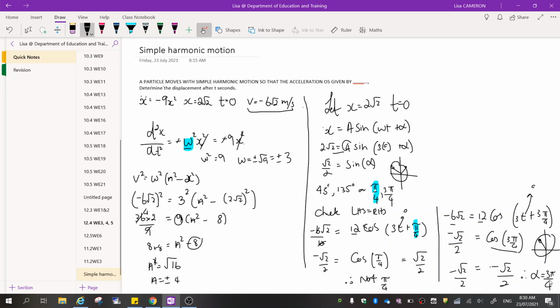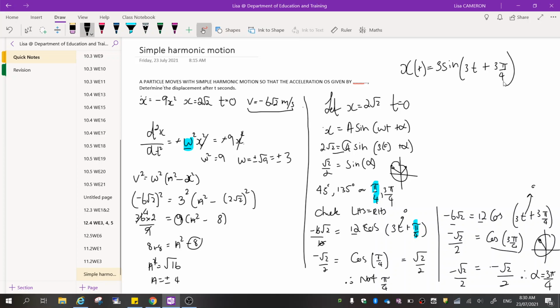Now, I'm not finished yet because the question asked me to determine the displacement after t seconds, meaning that I have to put this back into my function. So x as a function of time is equal to 3 sine, bracket 3t plus 3 pi on 4.